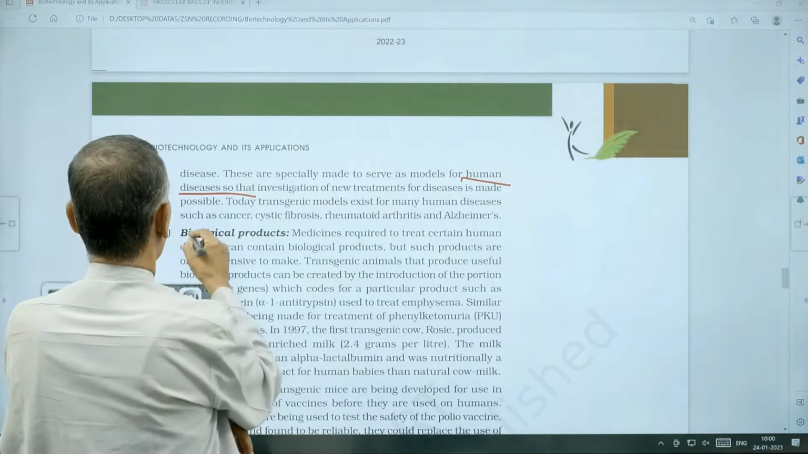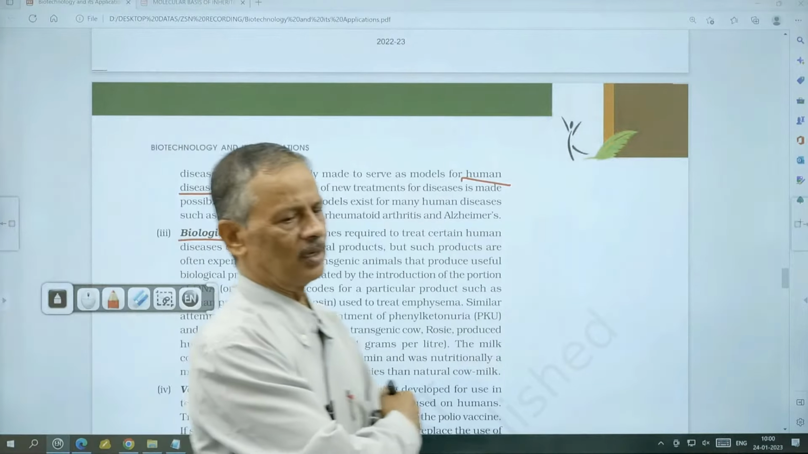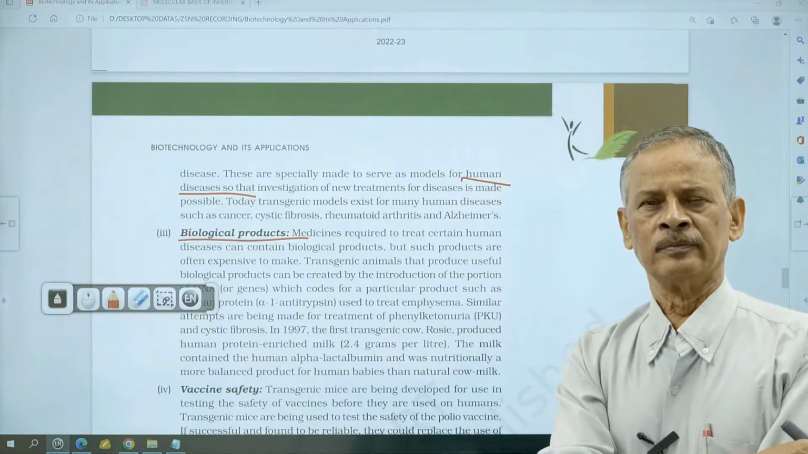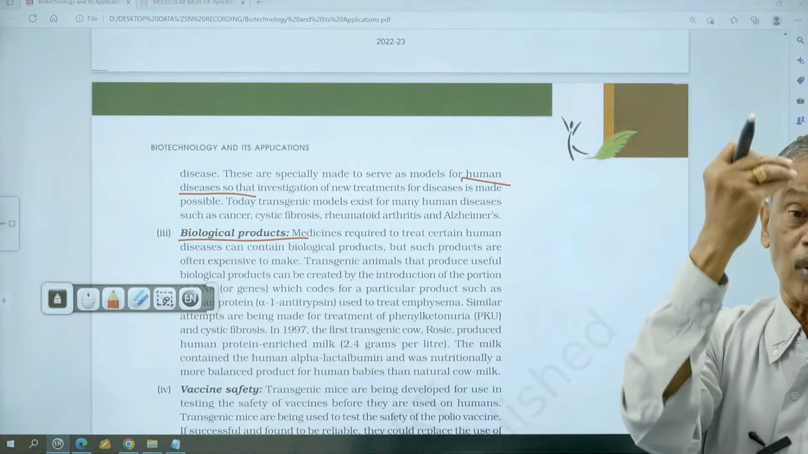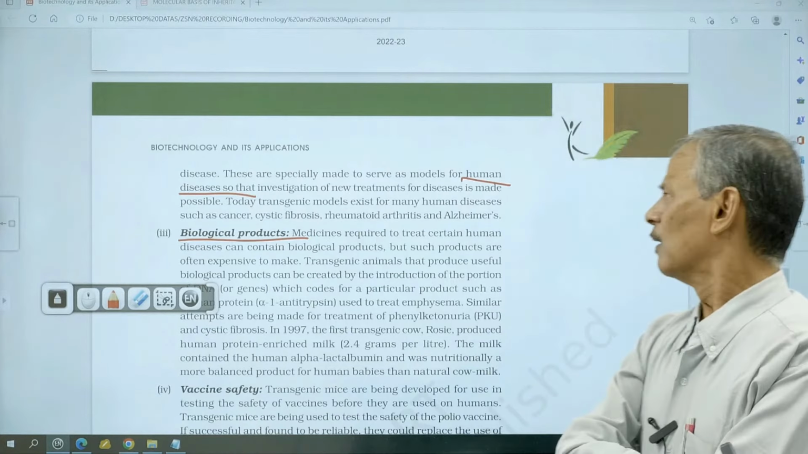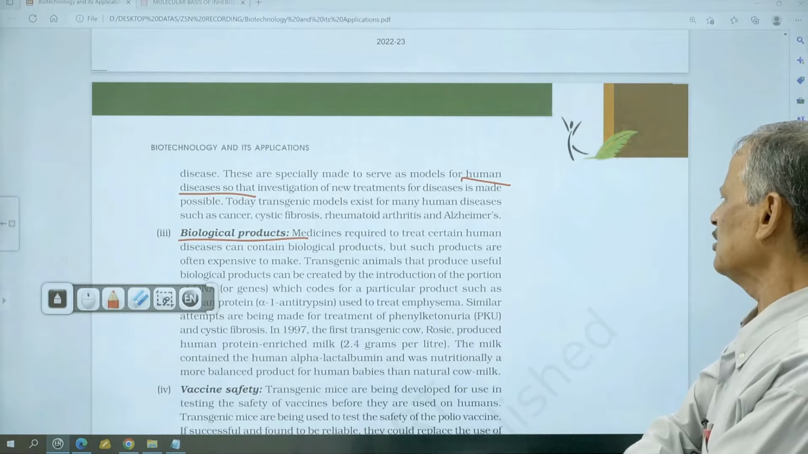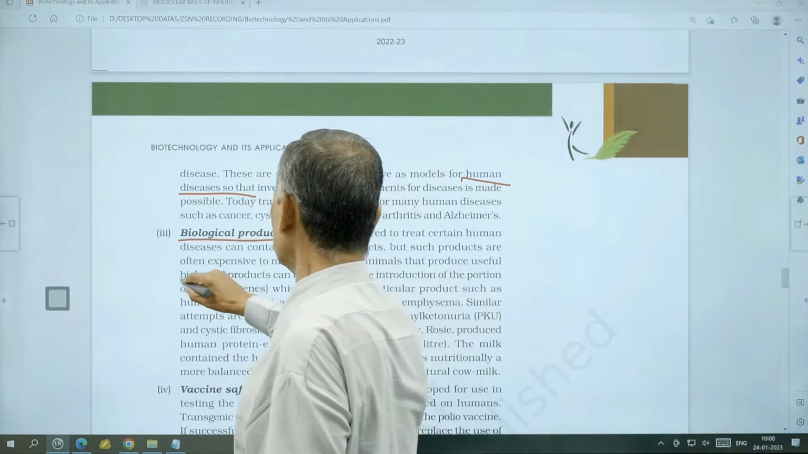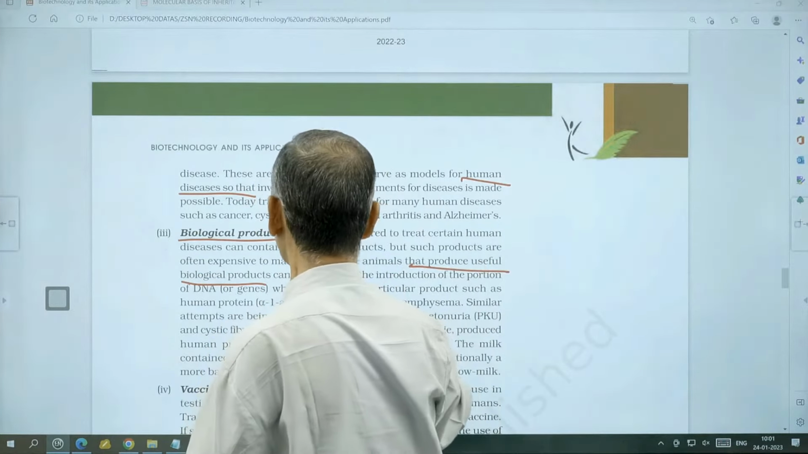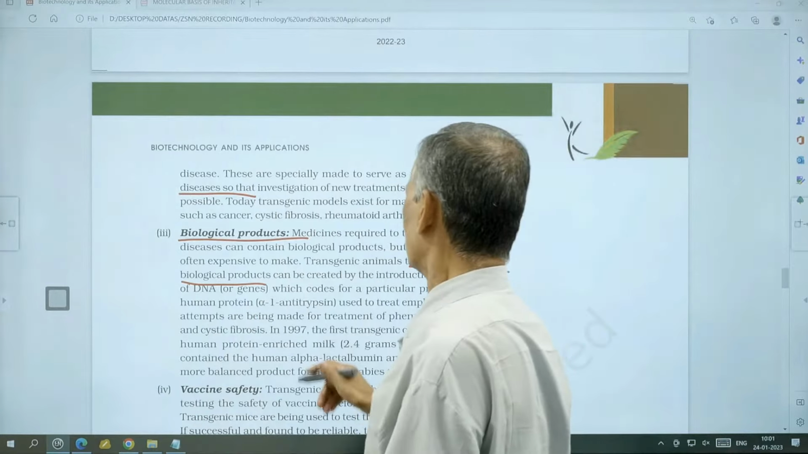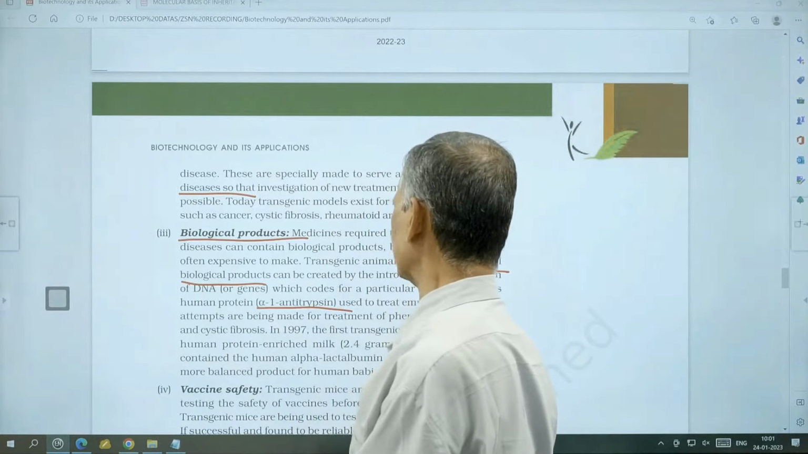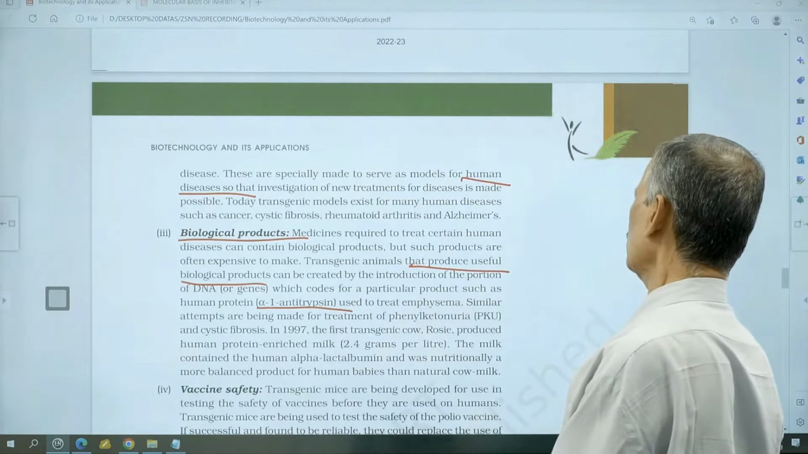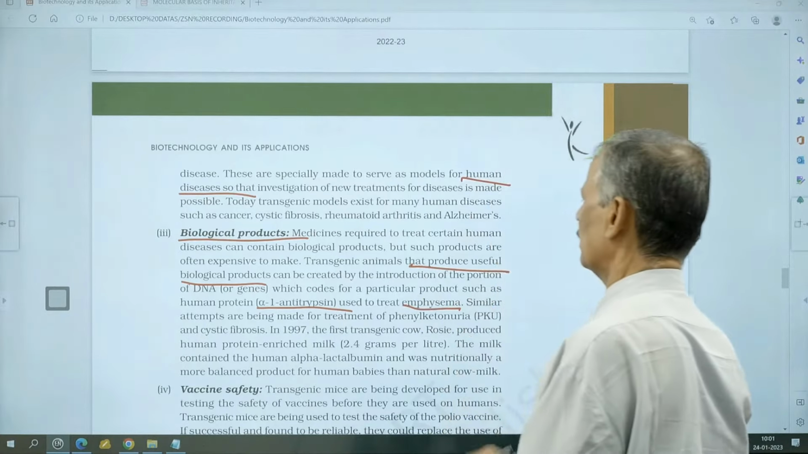Another one is the production of organisms for getting some desired product from them. Okay. So biological products. Transgenic animals that produce useful biological products. So they are made to produce something that is of use to us. For example, we are successfully producing human alpha-1 antitrypsin, which is used for treatment of emphysema, in other organisms.